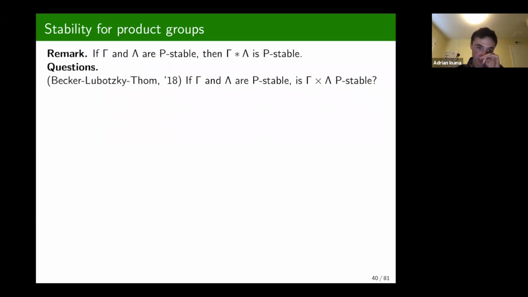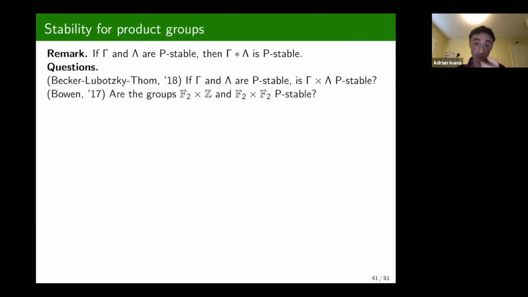And then the question that motivated my work from last year is due to Oren and Alex and Andreas Thom. So they asked, if you have two p-stable groups, gamma and lambda, is their direct product p-stable? And you could see why this is somewhat of a natural question, because if gamma and lambda are p-stable, and you have an asymptotic homomorphism of their product, then you know that when restricted to gamma, you can perturb this to a homomorphism, and when restricted to lambda, you can also perturb this to a homomorphism. So the question is whether you can do this at once and perturb both of them in such a way that the images commute.